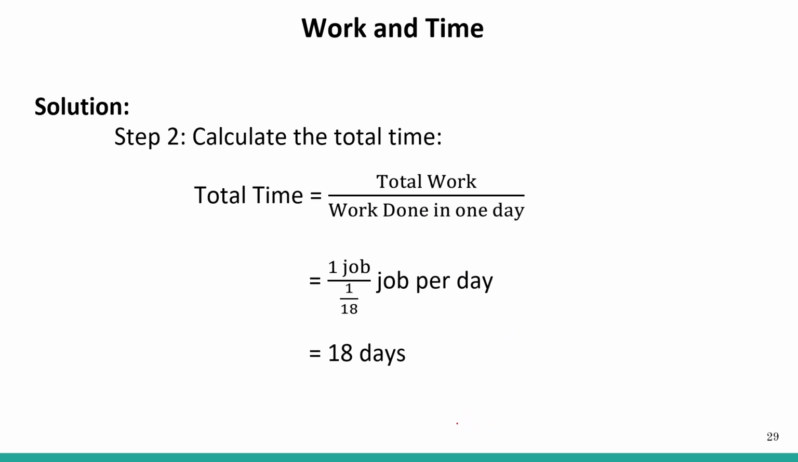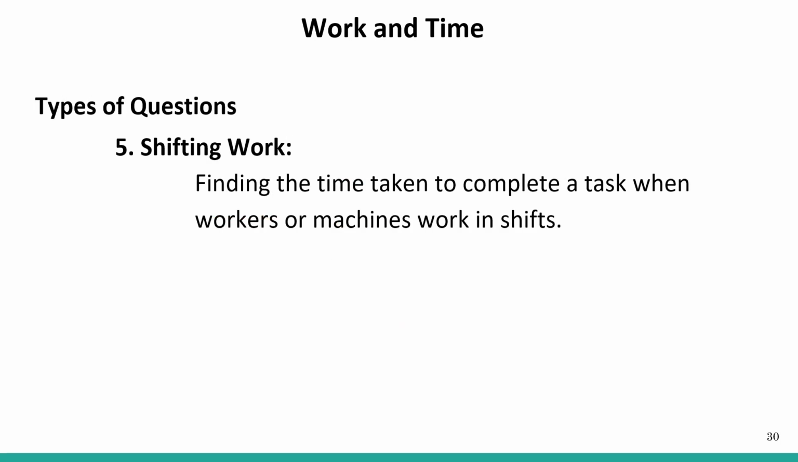So step 2 is calculating the total time. Calculating the total time is very easy, that is total work by work done in 1 day. So one job by 1 by 18 is equal to 18 days. Okay. So let's see the type of question, that is shifting work. So finding the time taken to complete a task when workers or machines work in shifts. Okay. So basically when anyone works in shifts, there comes the concept of shifting work.